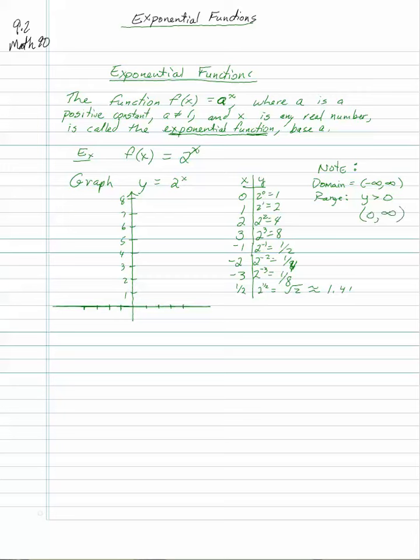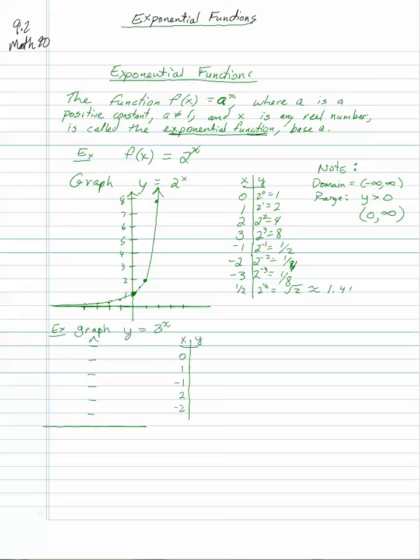Alright, let's plot these points: (0, 1), (1, 2), (2, 4), (3, 8), 1/2 was 1.4, negative 1 is 1/2, negative 2 is 1/4, then 1/8. If we did negative 4, it would be 1/16, negative 5 would be 1/32. So this is getting real close to 0, and then at 1 it just kind of explodes up. So that's y equals 2 to the x.